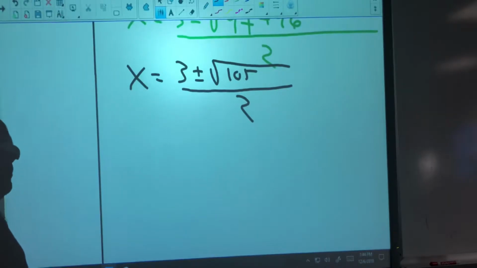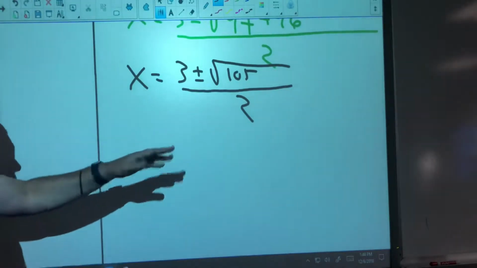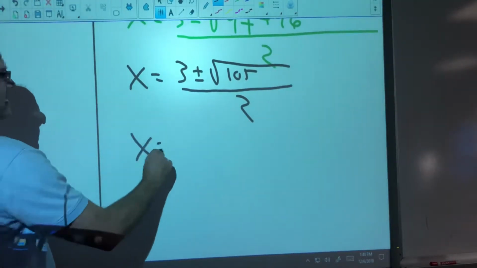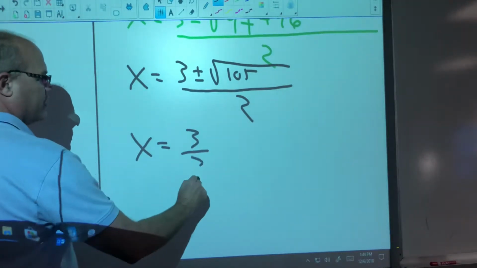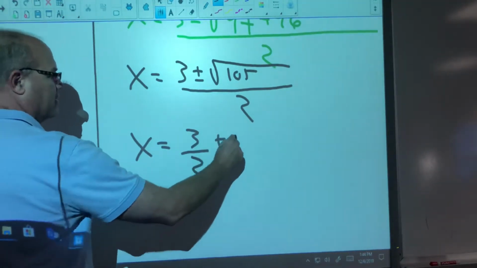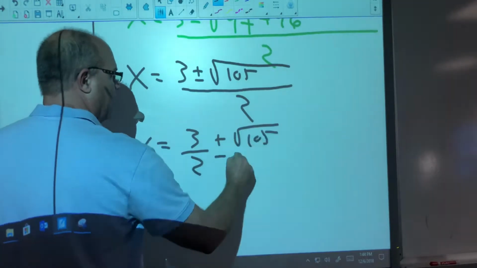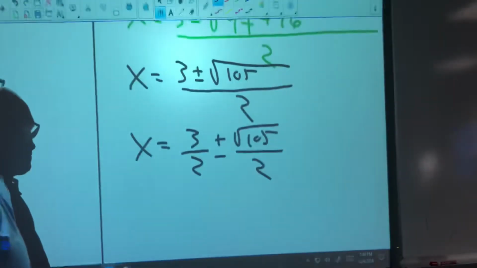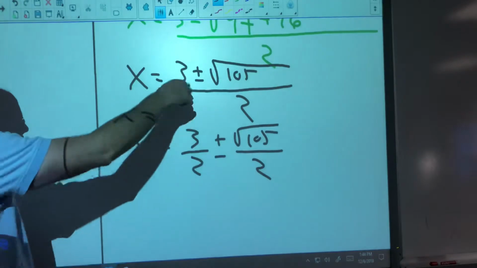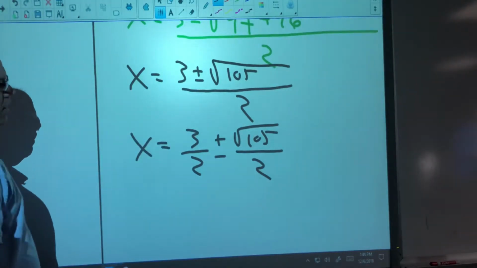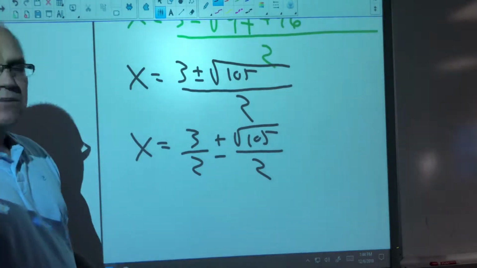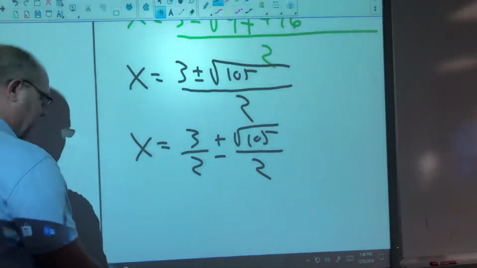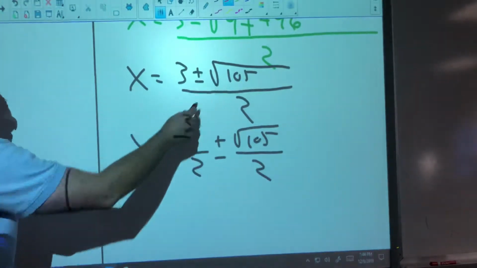All right, we're done. Now I could write this another way. You could also write this as x equals 3 over 2 plus or minus the square root of 105 also over 2. You could write it that way, but either way works for me. Sometimes you want the decimal number, so if you want the decimal number, I'm going to continue from there.